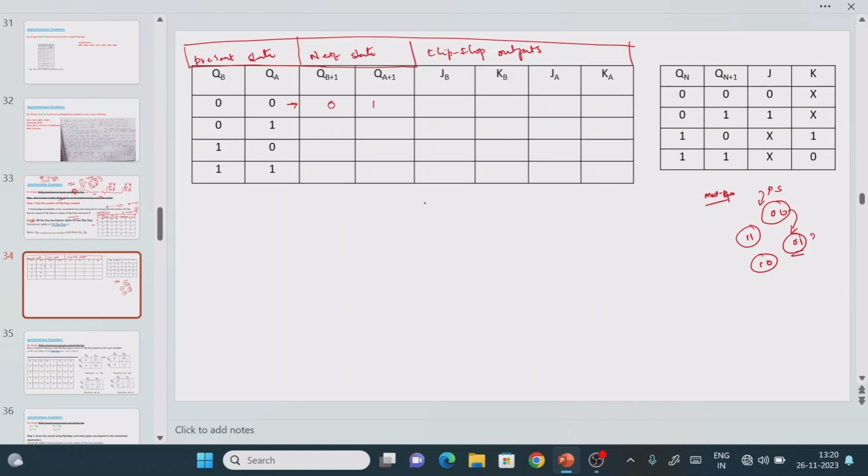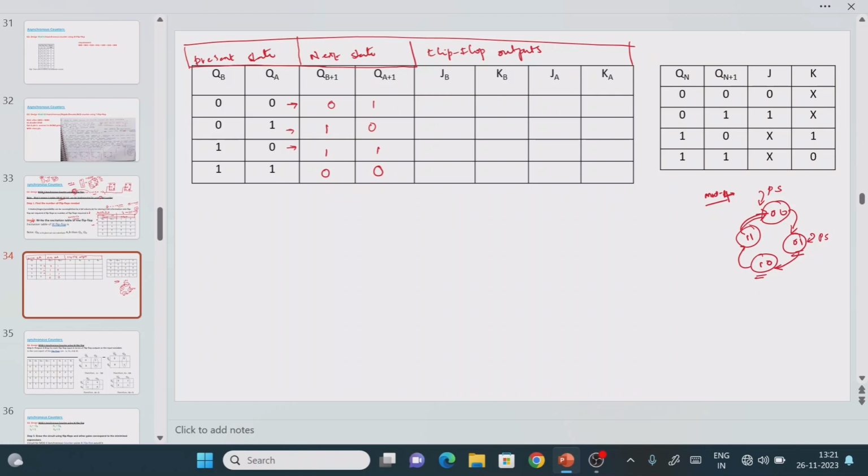So if you are starting from here, let this be your present state value. For this present state, what is the next state? 1 0, right? It means that for 0 1, the next state is 1 0. For 2, what is the next state value? For 2, the next state value is 3, so we need to write 1 1. For 3, what is the next state value? Once the count is completed, it will return back to the initial position, right? So for 1 1, the next state value is 0 0.